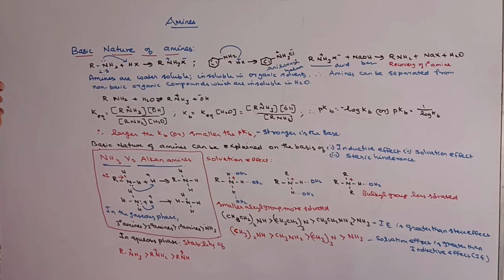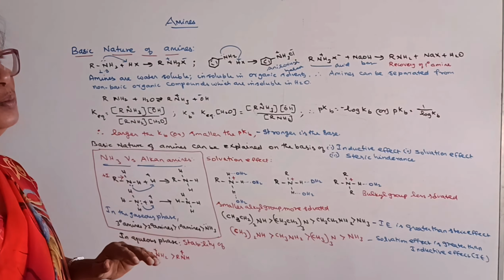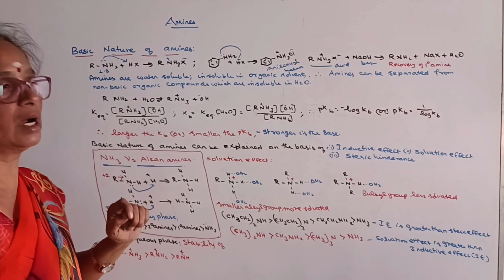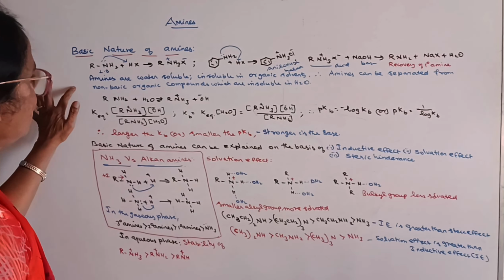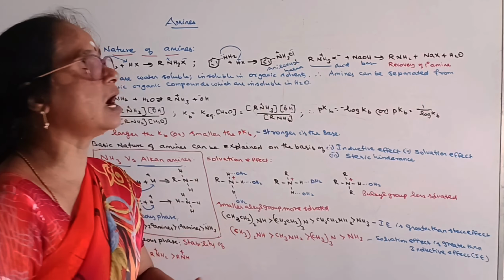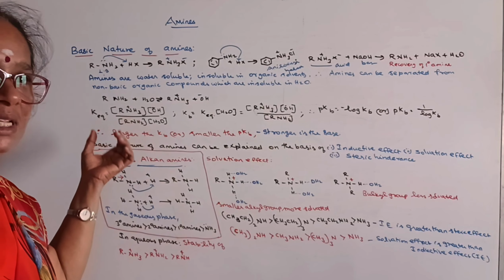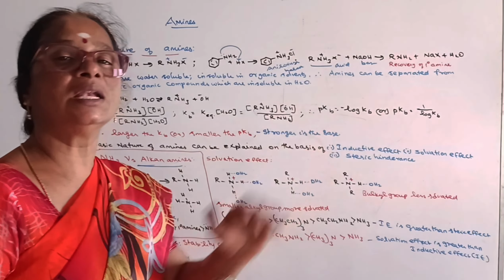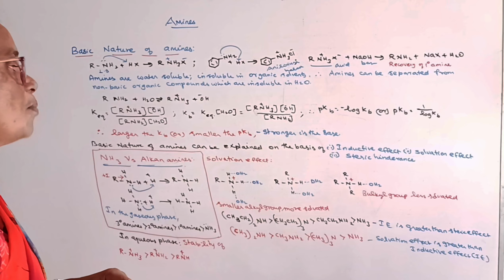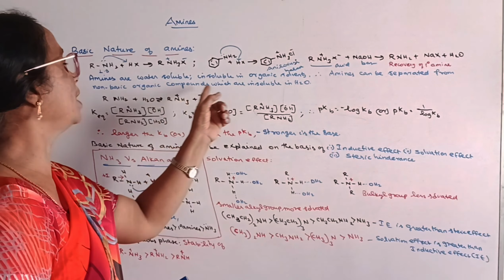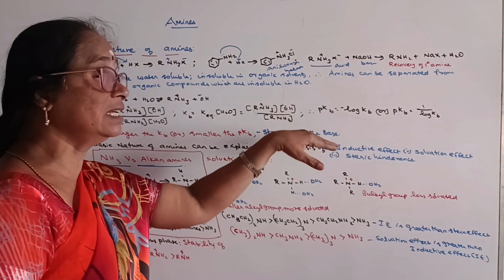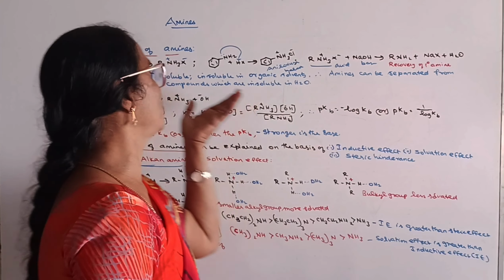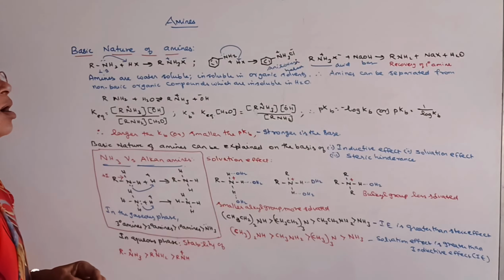So amines are actually water soluble. This is because they are able to make hydrogen bonds with water, and at the same time they become insoluble in organic solvents. So this is the reason we can separate amines from the non-basic organic compounds, where those non-basic organic compounds become insoluble in water. So upon filtration, the amines can be separated from other organic compounds.